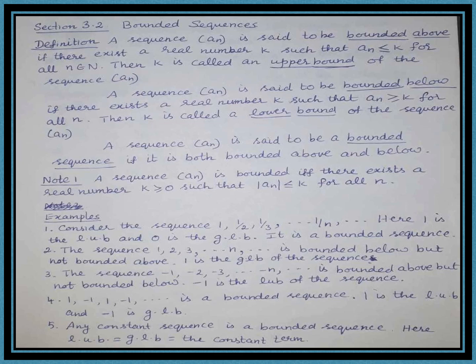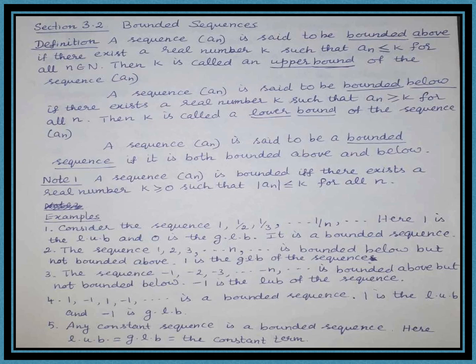Consider the sequence -1, -2, -3, etc., -n, etc. The terms are decreasing values. The highest value of the sequence is going to be -1. All the values in the sequence are going to be less than or equal to -1. Therefore, it is bounded above, but it is not bounded below.